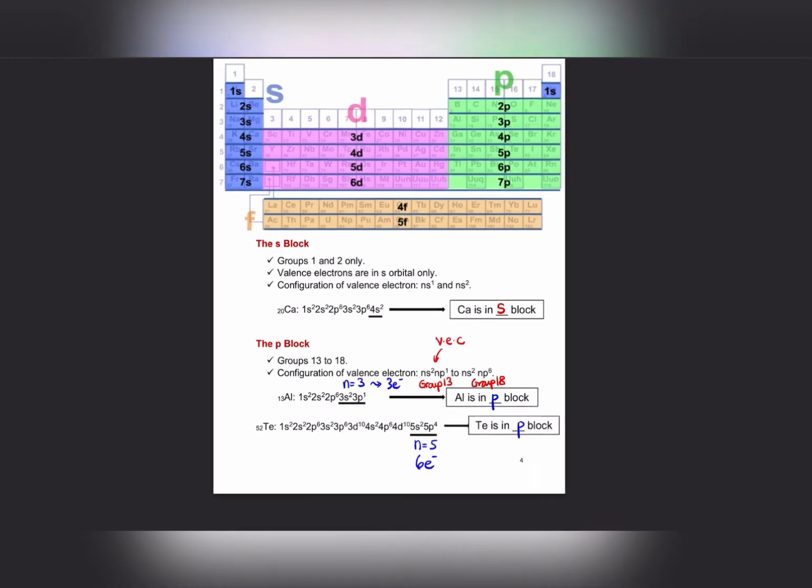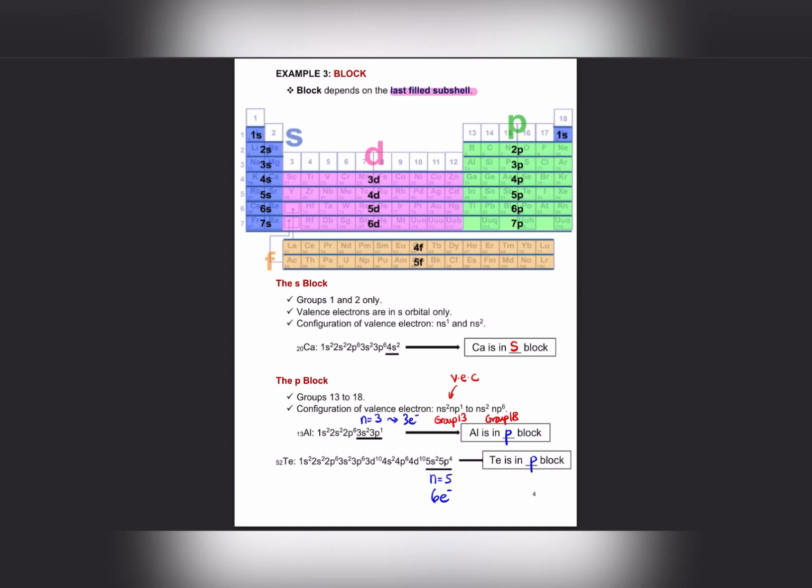Okay, so sekiranya awak lihat dekat sini, kalau awak tidak percaya, adakah Ca daripada S block? So calcium dia berada dekat group 2 here. So that's correct. And then sekiranya saya nak tentukan aluminium, adakah dia berada dalam P block? P block warna hijau, as you see here, this is the aluminium. And same case for Te, also in P block. So this is what you see from the periodic table.